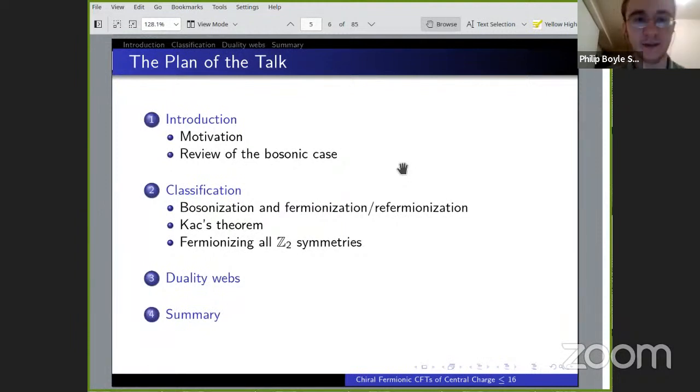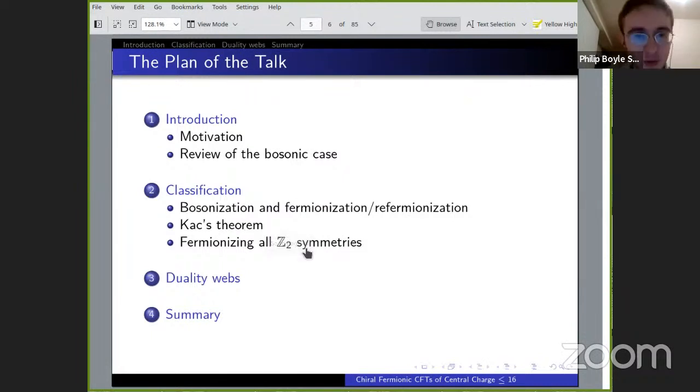Okay, so here's the plan. I'll start by motivating why we would want to classify chiral fermionic CFTs with central charge C up to 16. And spoiler, that's going to be heterotic string theory. And then I'll review how mathematicians classified some of these theories in the past, namely the bosonic case. And then that will bring us to the main part of the talk, where we'll discuss bosonization, fermionization, and a thing called refermionization, which is a subtle thing that happens when you're doing bosonization of chiral theories. In particular, we'll look at some subtleties that are often overlooked with bosonization.